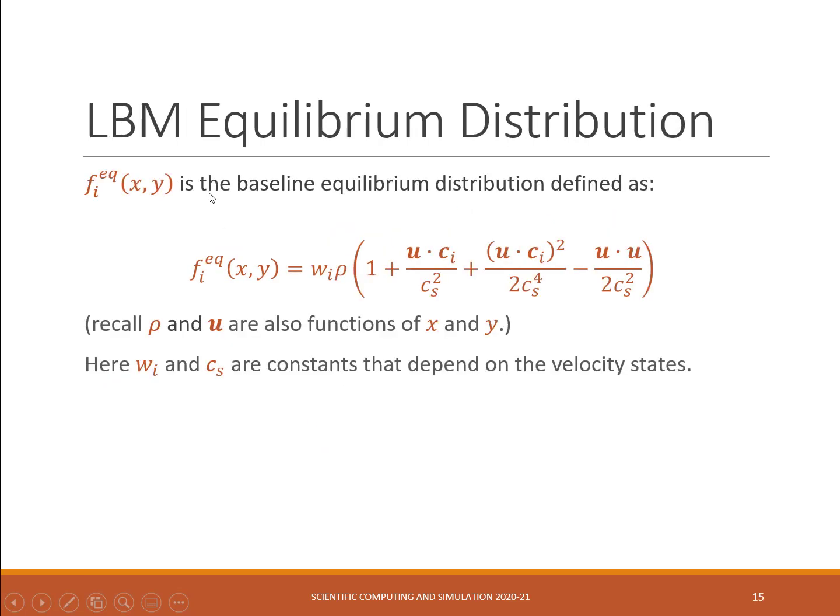In the collision formulation, we use the distribution function f eq x, y as defined here. F eqi is a function of density ρ and velocity u. Vi and cs are constant values that depend on the velocity states.